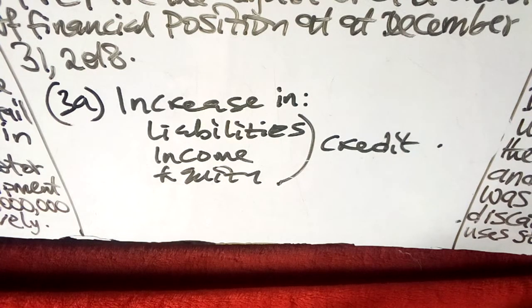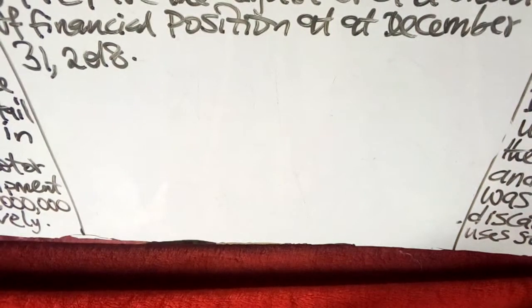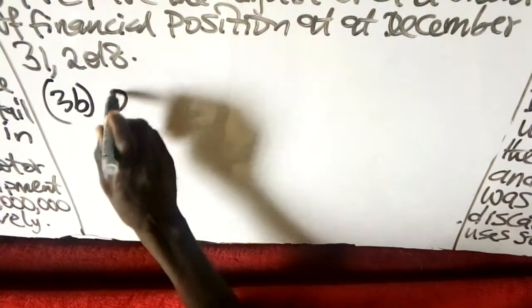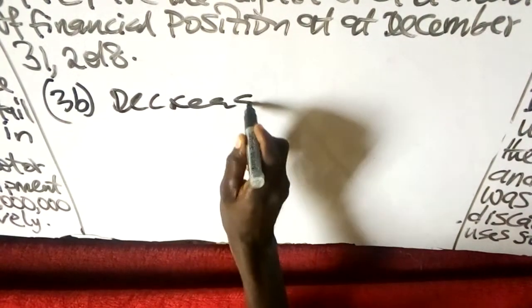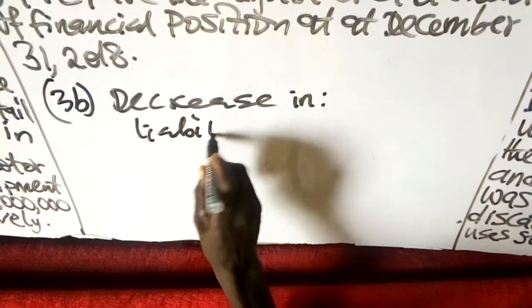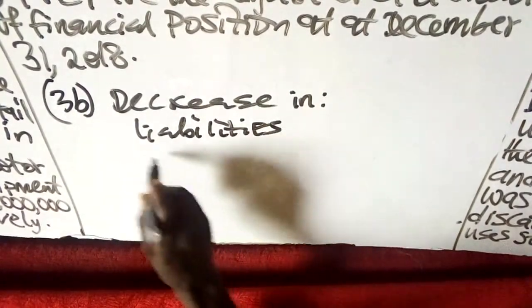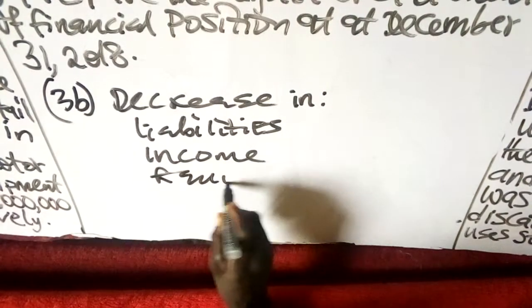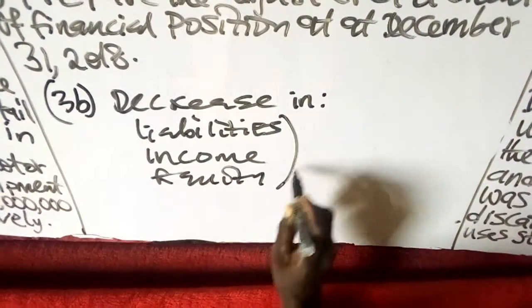Then 3B. Decrease in liabilities, income, and equity. You debit it.